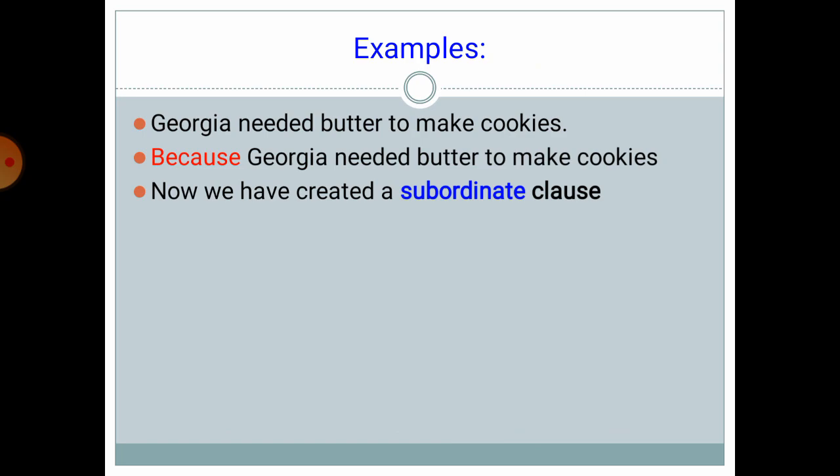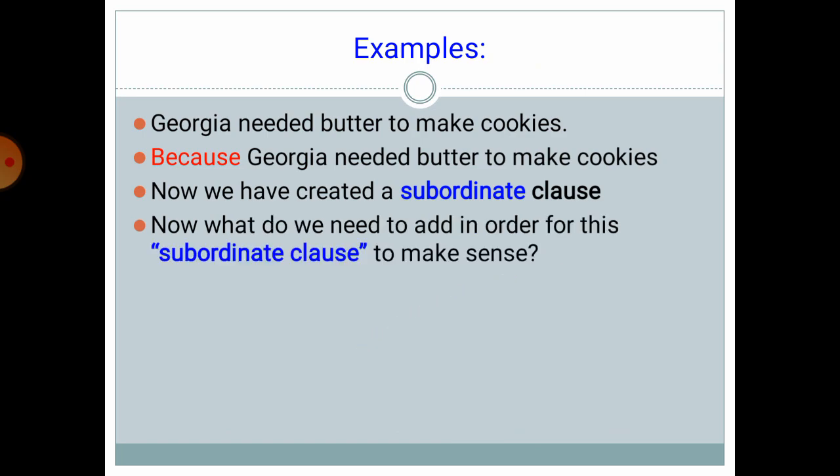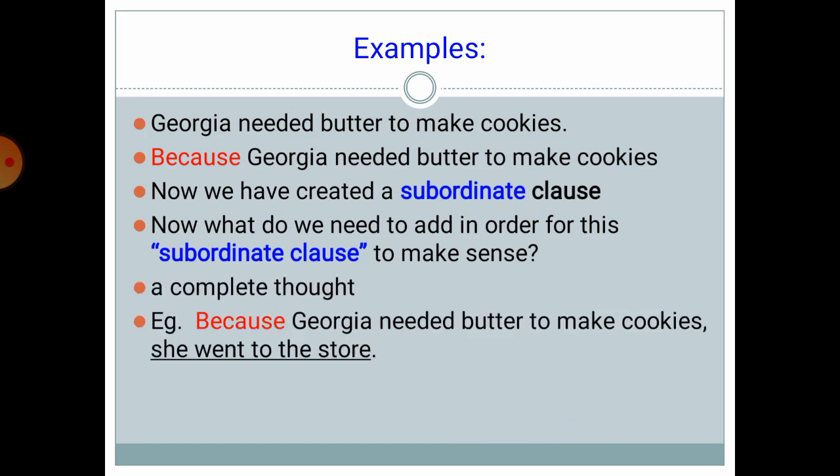Georgia needs butter to make cookies. Because Georgia needs butter to make cookies, now we have created a subordinate clause. Now, what do we need to add in order for this subordinate clause to make sense? A complete thought. Example: Because Georgia needs butter to make cookies, she went to the store. The last sentence is a complete sentence, so this is independent, right? Okay, because it has a subject and it has the predicate.